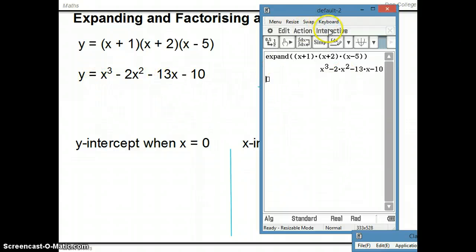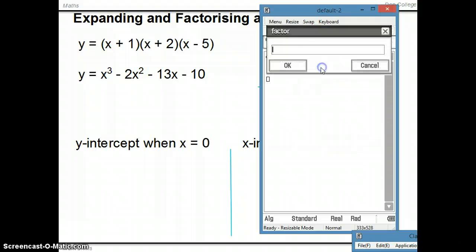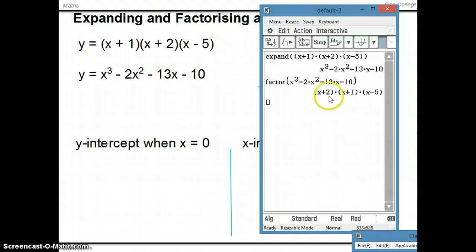If we were then to work backwards, if we were, say, only given this one, we would factorise to find this one. And the reason it's useful to have both is because, well, you'll see in a minute, we can get different information from the different forms. So if we factorise x cubed minus 2x squared minus 13x minus 10, you see it gives us x plus 2, x plus 1 and x minus 5. Doesn't matter what order they're in, it's just three things multiplied together.